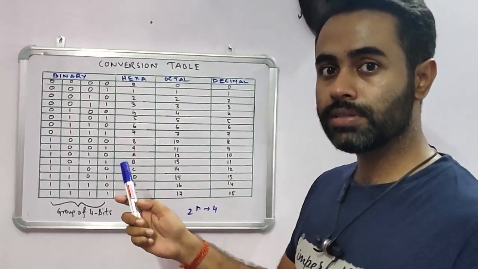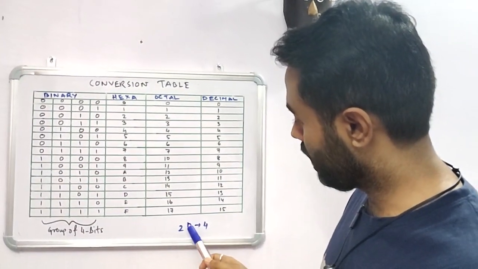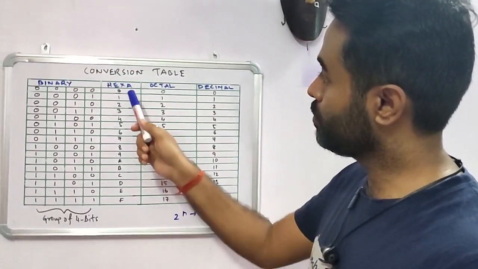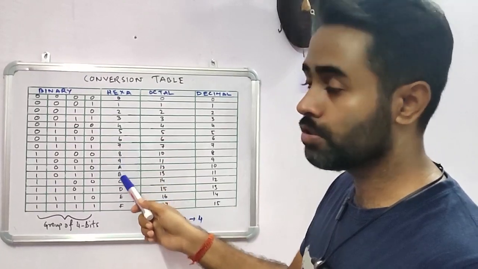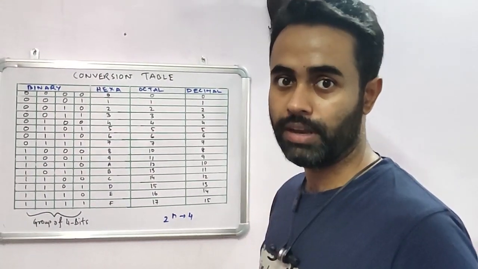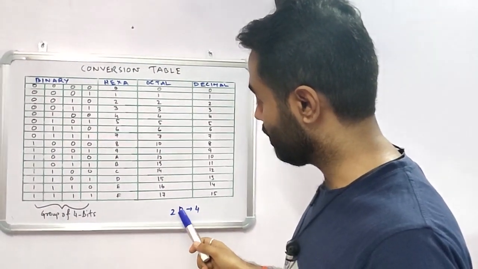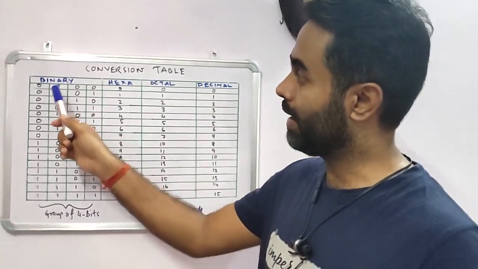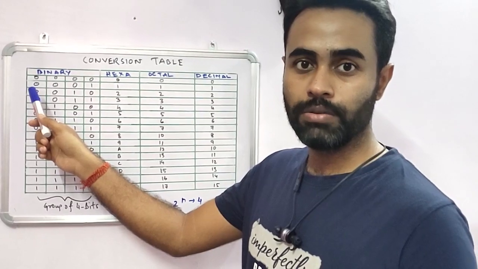This table is constructed in the form of 2 to the power n, where n has the value 4. Why? Because we have the highest base value, that is of hexa, which comprises 16 values. So 2 to the power n, if n becomes 4, then we have 16 values. So that is how the binary construction of base values is done.